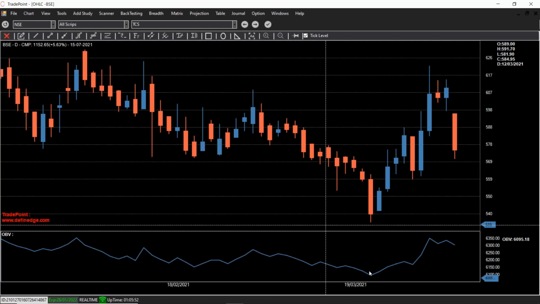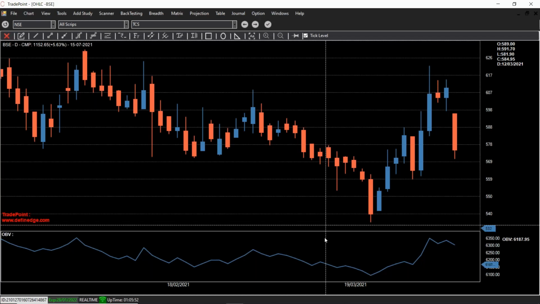So this is how it behaves, and we can simply analyze it along with the normal chart, price indicators like candlestick patterns, and some other indicators on the chart like moving average, RSI, or any other indicator for that matter. Clear so far? So rising OBV is bullish, falling OBV is bearish. That's how we can simply define it.